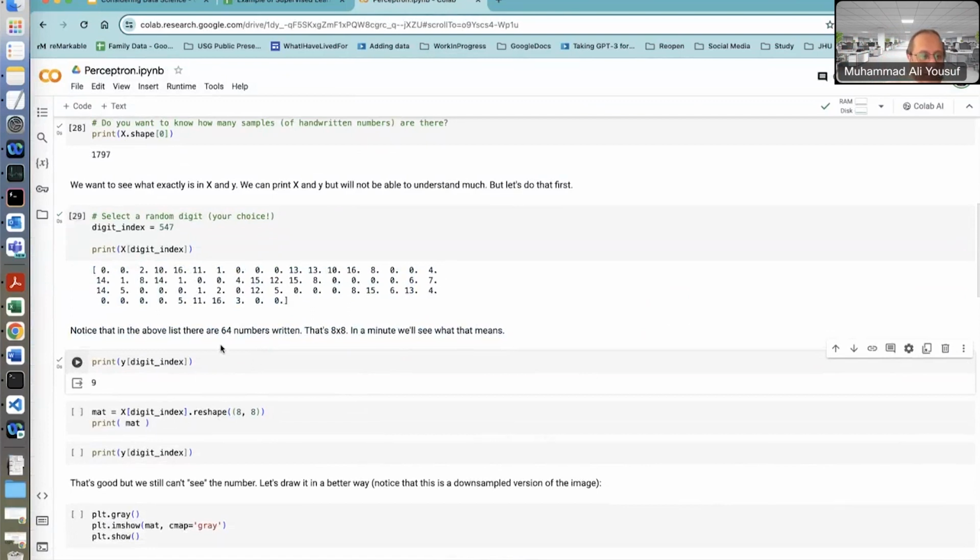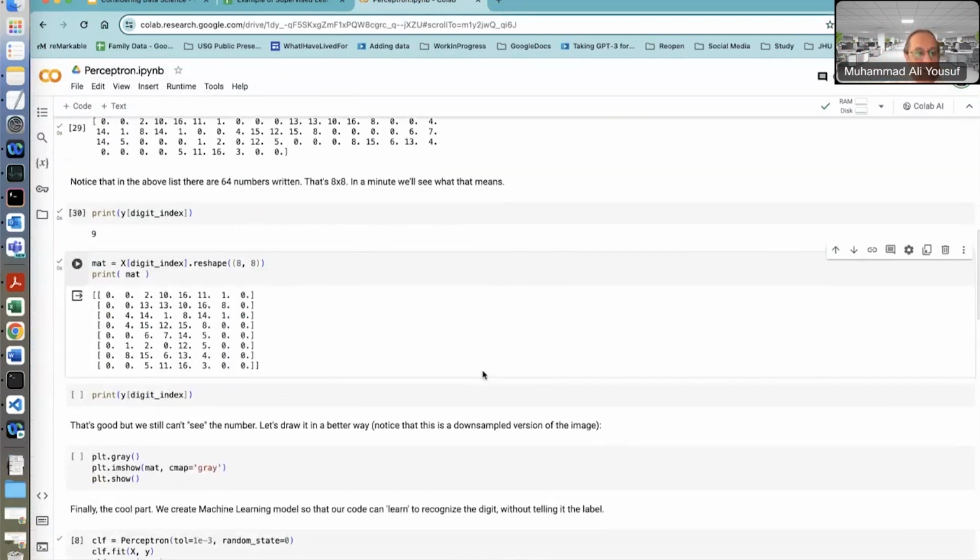Since I know now that this is an 8 by 8 type of matrix, I say, okay, reshape it and show me what it is. And I see this matrix. If you see this matrix from a distance, you will see it has some resemblance to 9 because all of this is 0, and these are big numbers, 13, 15, 12. This is a blob, and then going down is also big numbers. So this is some kind of 9, but not really 9.